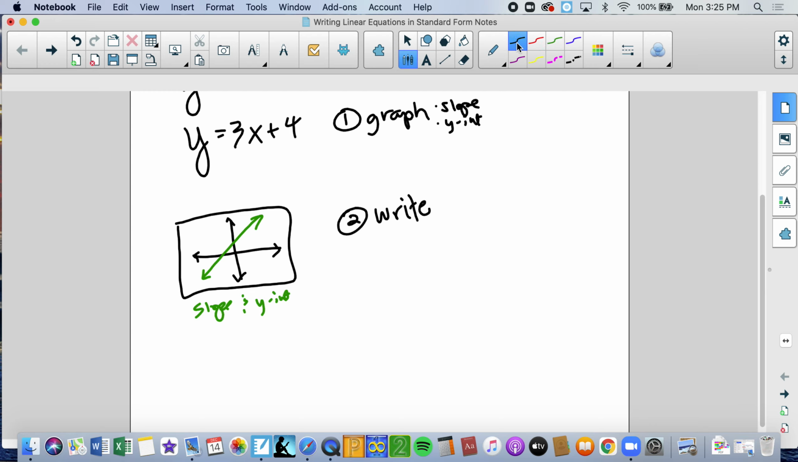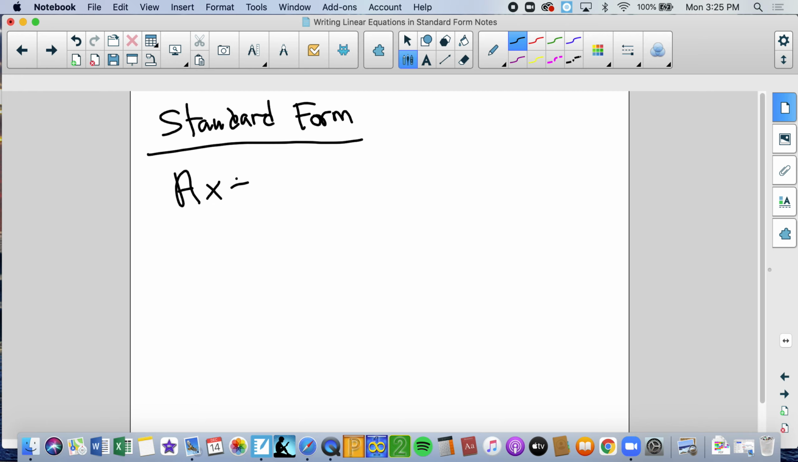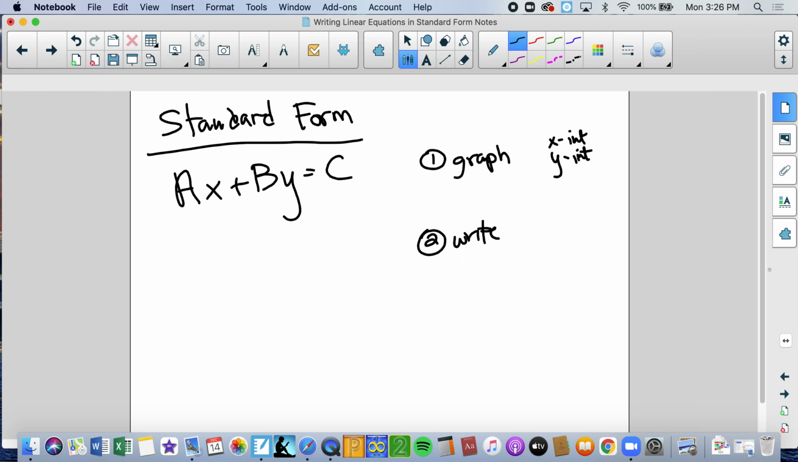In our second semester, what we learned was standard form. And standard form is ax plus by equals c. Earlier this month, we learned how to graph that, because we were able to calculate the x- and y-intercepts. Today, we're going to work on learning how to write an equation in standard form.